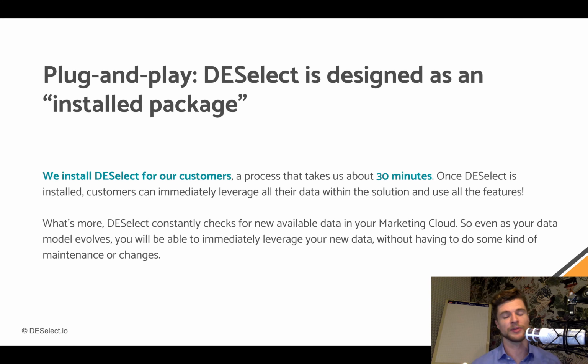On top of that, that's the implementation part. But what about the maintenance? What if your data changes over time? That's perfectly fine. DESelect constantly checks for new available data in Marketing Cloud, be that data extensions or even data views. We can completely get that data for you. So even as your data model evolves, which I guarantee you it will, you will be able to immediately leverage your new data without having to do any maintenance or make any changes.